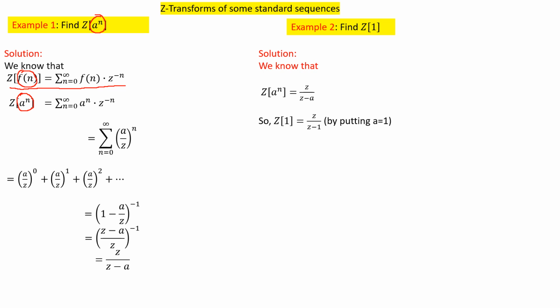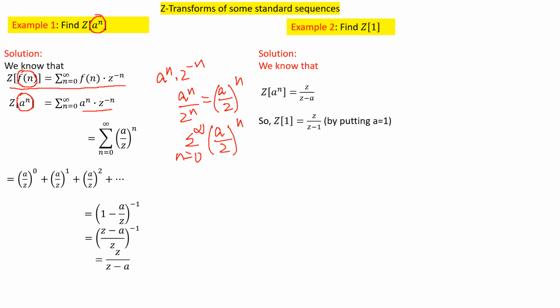We will get sigma n equal to 0 to infinity a to the power n z to the power minus n. So this a to the power n z to the power minus n, I can write as a to the power n divided by z to the power n. This I can write as a divided by z with the common exponent n. So I have sigma n equal to 0 to infinity (a over z) the whole to the power n.